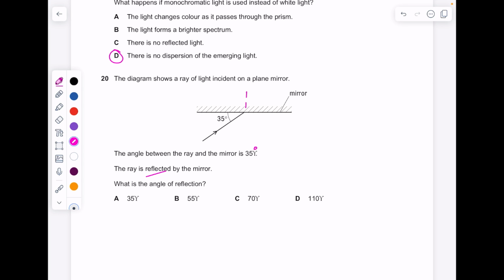So we're going to add the normal. Here's your angle of incidence. Because that's a 90-degree angle here, that must mean that the angle of incidence is 55 degrees. And then in terms of the reflected ray, your angle of reflection is here. The law states that the angle of incidence equals the angle of reflection, so the answer is B, 55 degrees.